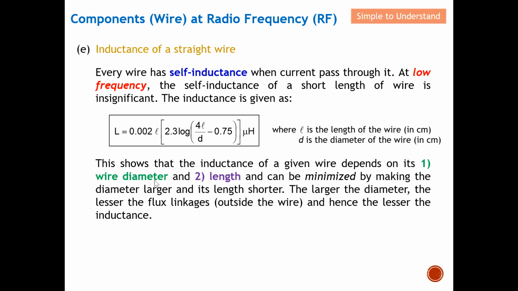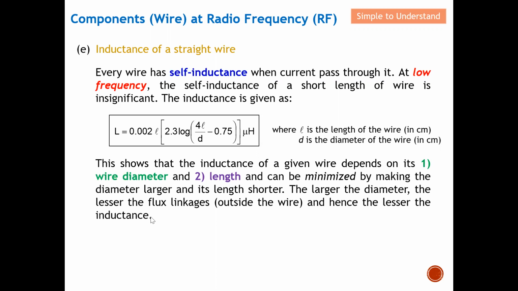Basically, it can be minimized by making the diameter larger. When I have a larger diameter, I reduce my inductance. Also, if I make the length shorter, my inductance value will also be smaller. This is basically the idea here. The larger the diameter, the less flux linkage outside the wire, and hence the less inductance.